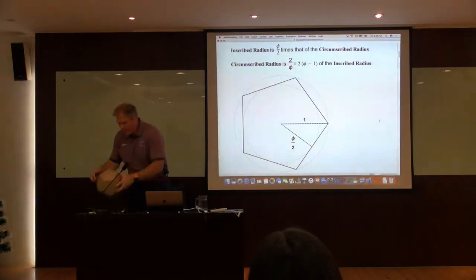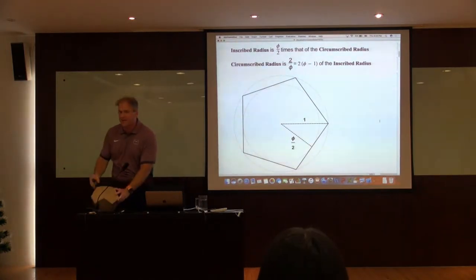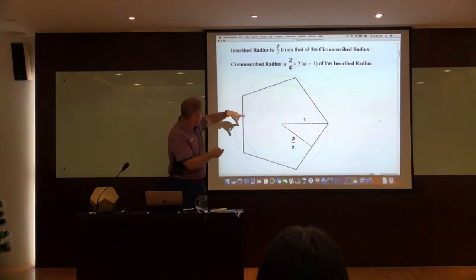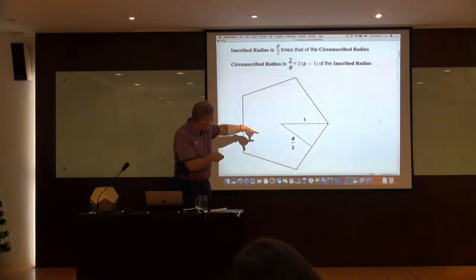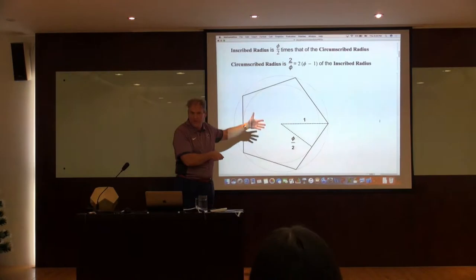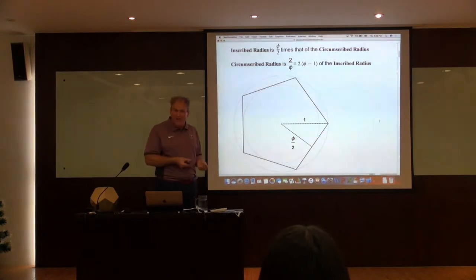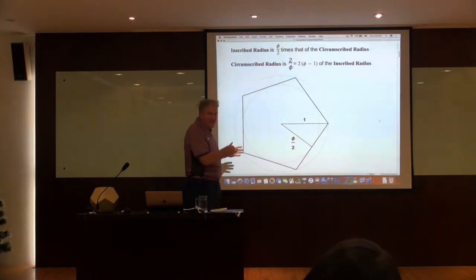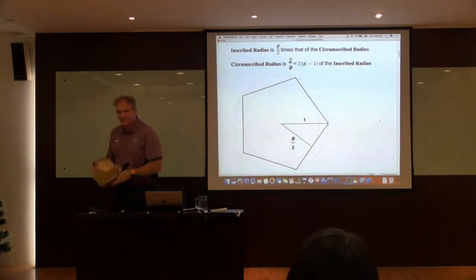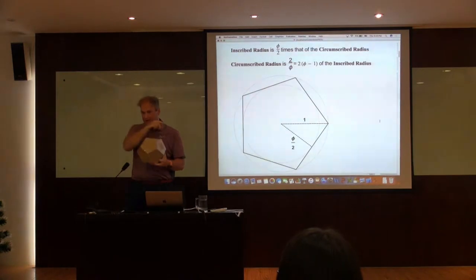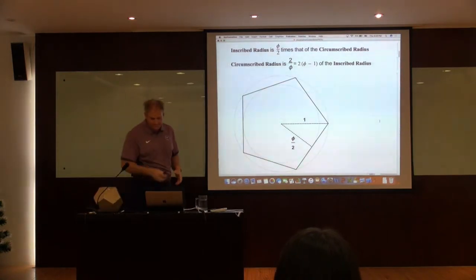Now, is this 1? No, right? But you can consider it a unit. So these ratios are phi over 2 to 1, or 1 over phi over 2, depending on how you look at it, okay? It's interesting that this is what we call the inscribed radius, and this is the circumscribed radius, okay? So already within the Pentagon, you start seeing the golden ratio pop up. Remember, I need to know all these angles and play with them in order to build this thing, I mean, the shape that I actually had to build, right?